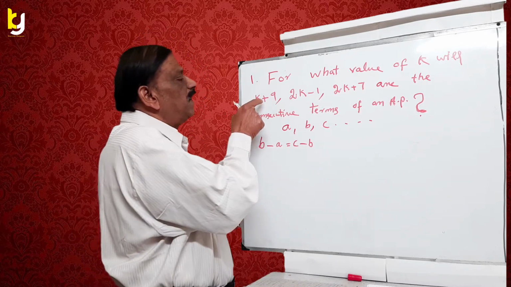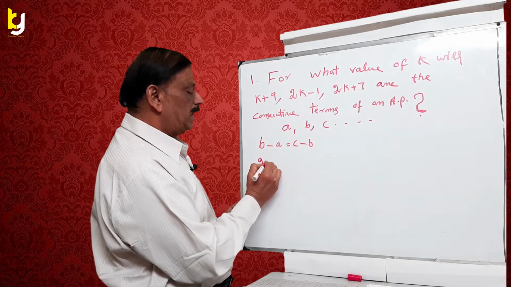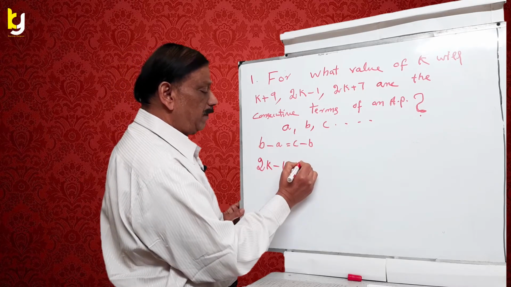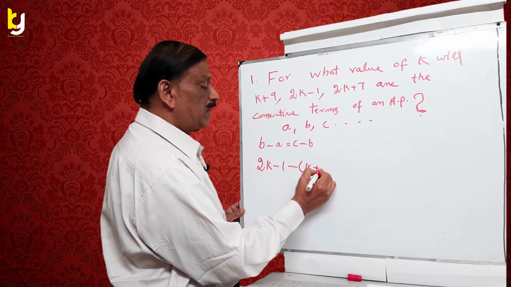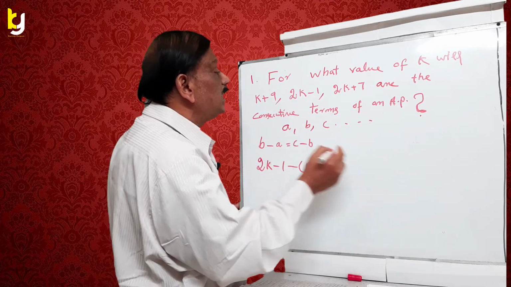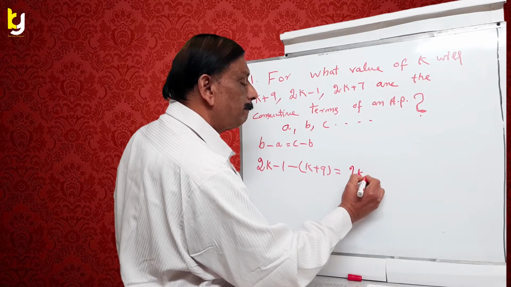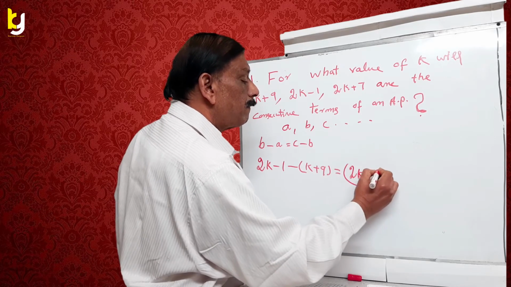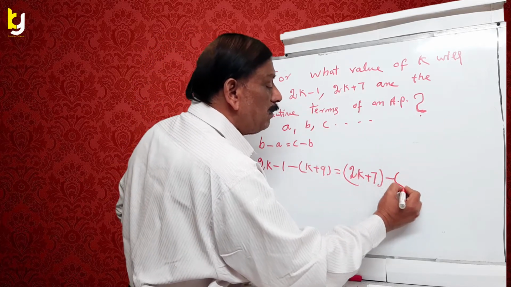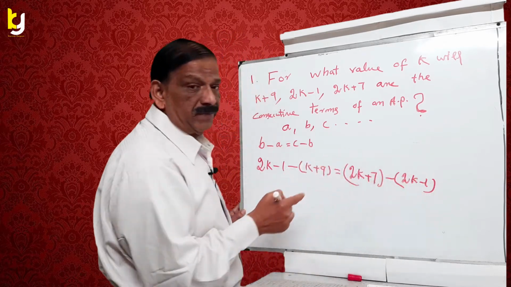Then in this case, A, B, C. So second term minus first term, that is 2k minus 1 minus first term (k plus 9), that is equal to third term minus second term, that is 2k plus 7 minus (2k minus 1). You must put the bracket.